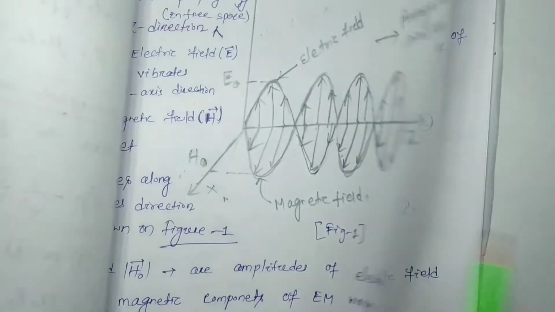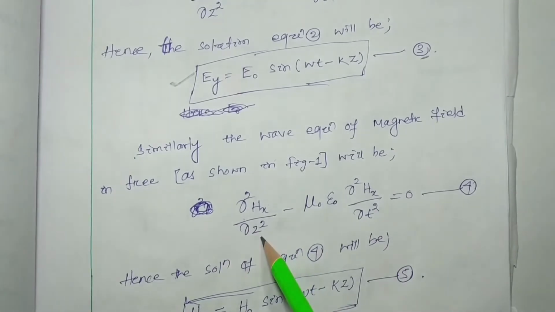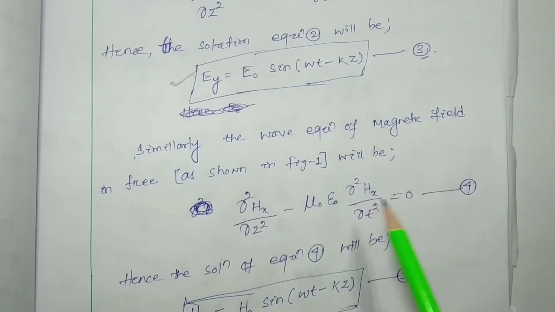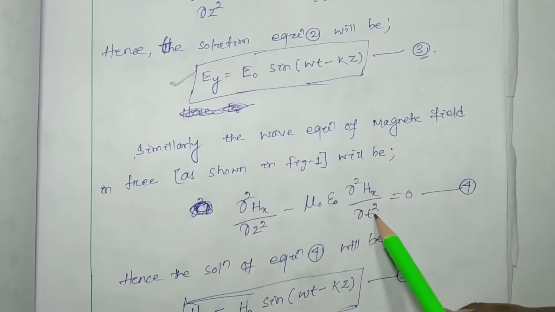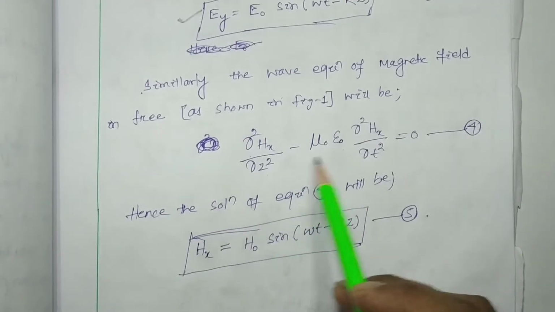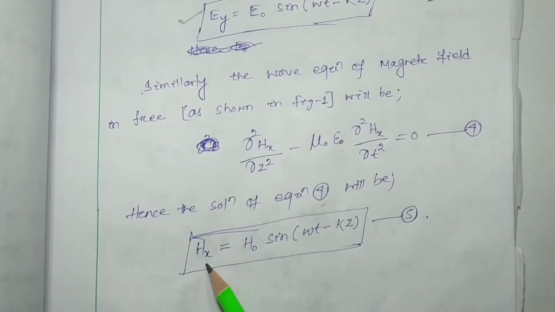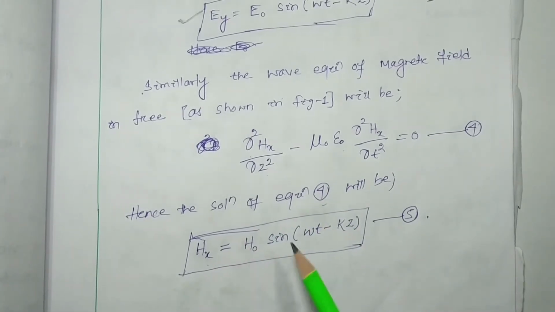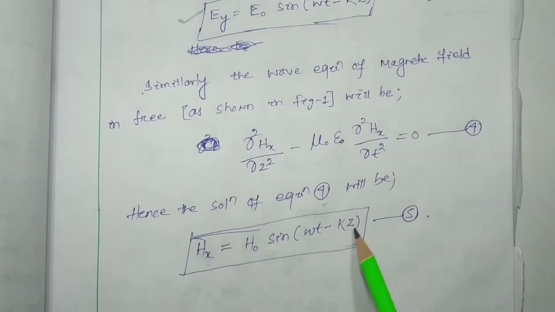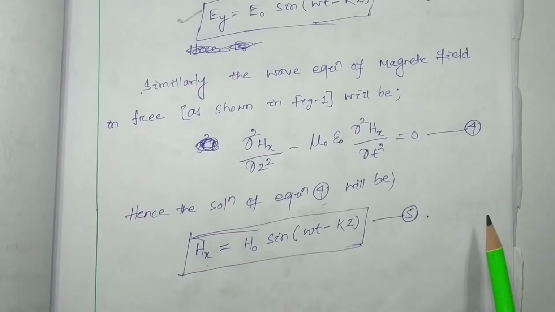So it will be del square Hx by del z square minus mu 0 epsilon 0 del square Hx by del t square equal to 0. Let it be your equation number 4. Hence the solution of this equation number 4 will be Hx equal to amplitude H0 sine omega t minus k into the propagation direction z. Let it be your equation number 5.